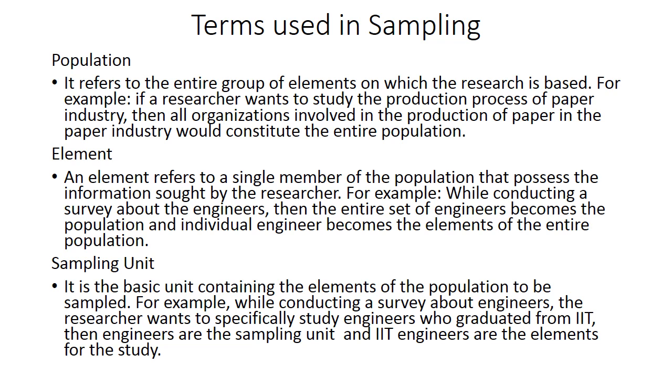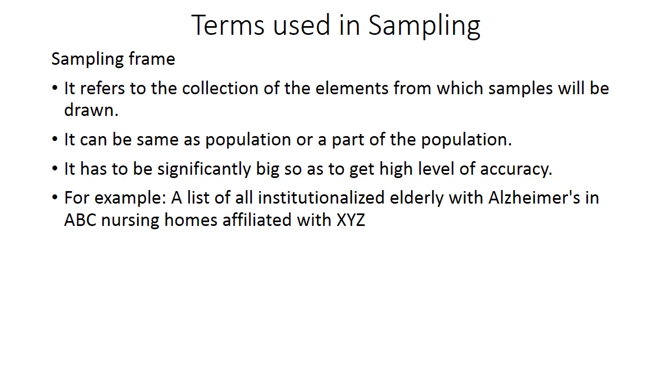Sampling unit must be clearly defined, identifiable, observable, and convenient. Next is sampling frame. Sampling frame refers to the collection of elements from which samples are drawn. As per the requirement of the study, the sampling frame can be the same as the population or a part of the population. Sampling frame must be significantly bigger than the sample size to obtain a higher level of accuracy.